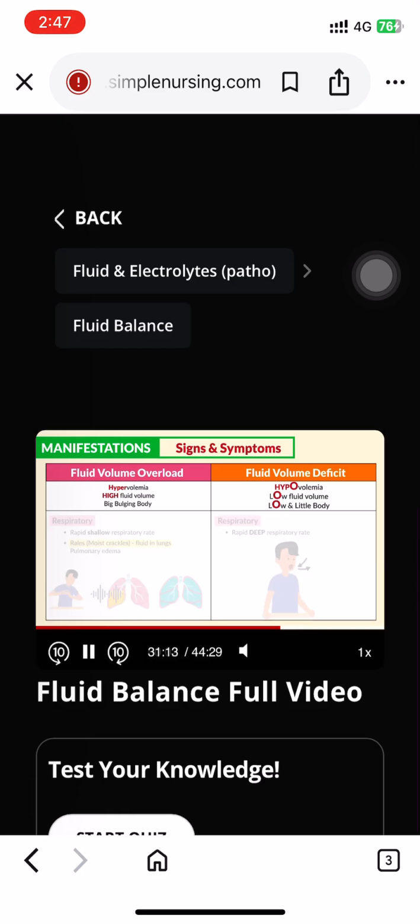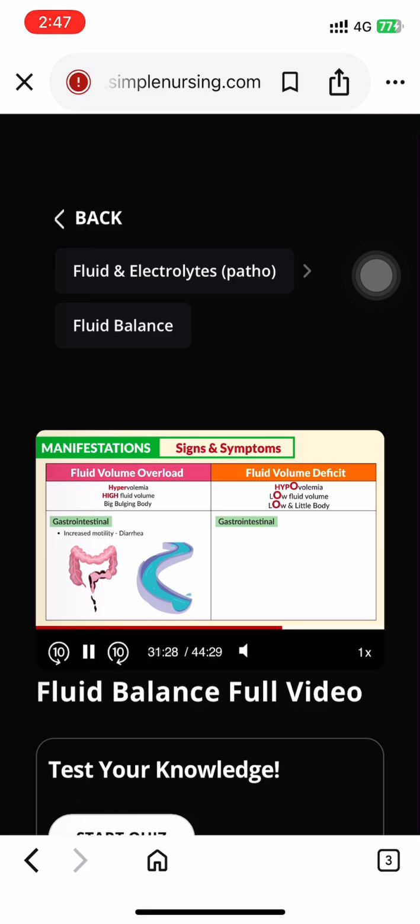Now for GI, the gastrointestinal for fluid volume overload. Increased motility leads to diarrhea. So again, just think about the patho here. The intestines get filled up with fluid, making the bowels like a big old water slide. Yahoo! And we also see hepatomegaly, an enlarged liver, and even ascites, where the abdominal cavity gets filled with fluid. Just think about it. This excess fluid has nowhere to go, so it starts filling up the organs.